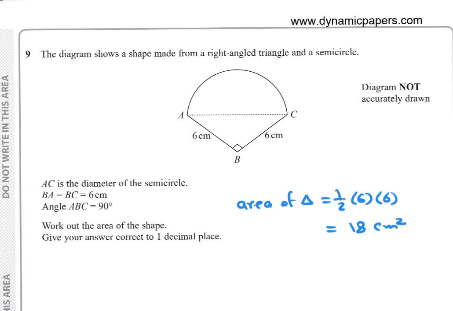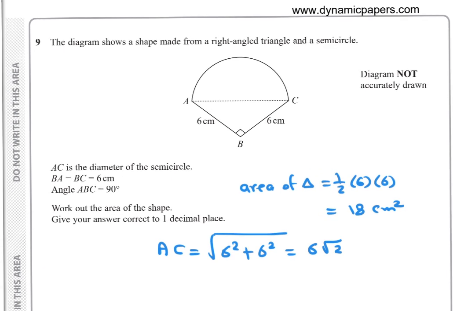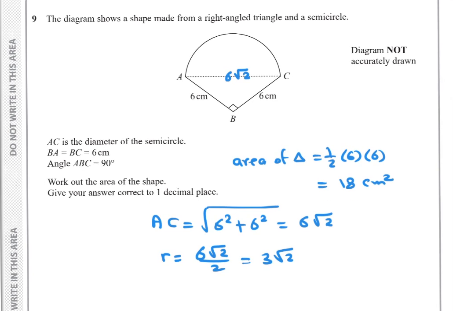AC is the hypotenuse of triangle ABC, so we can find AC from Pythagoras theorem. AC equals square root of 6 squared plus 6 squared, which is 6 root 2 in exact form. So the diameter is 6 root 2. Now you can find the radius, which is 6 root 2 divided by 2, so 3 root 2.